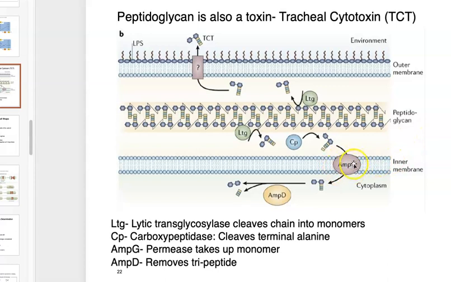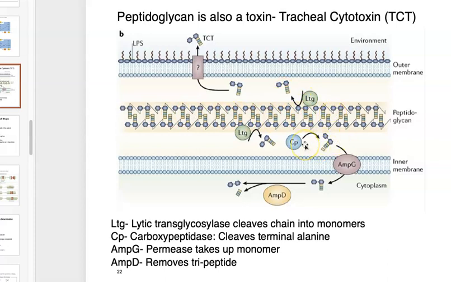AmpG is a permease that facilitates uptake of material into the cytoplasm, and AmpD removes the tripeptide, as you see here. So each of these little blocks is an amino acid on the N-acetylmuramic acid. So it starts here with lytic transglycosylase that cleaves chains into monomers. So it's breaking down. The constant job of lytic transglycosylase, basically acting as an autolysin, is to remove peptidoglycan monomers from the peptidoglycan so that the bacteria can grow.